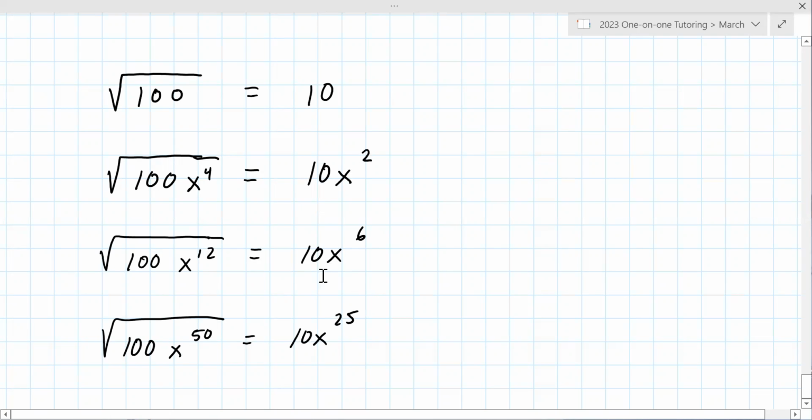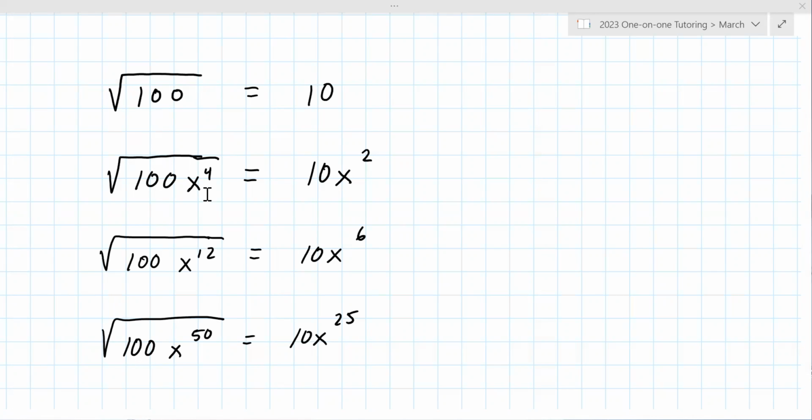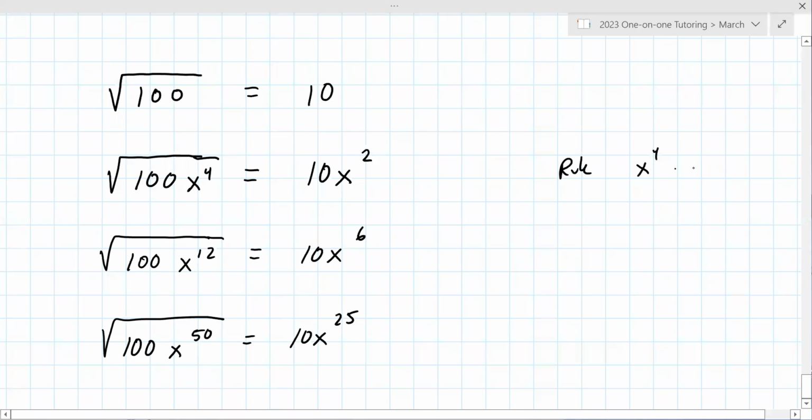Can you tell me the pattern here? Tell me what you see. Like, how am I going from the thing on the left to the thing on the right? A bit confused. So do you see that these all have a square root of 100 in them? Mm-hmm. And that's where the 10 comes from. Do you kind of agree with that? Yes. Okay, so try to think of a rule for going from x to the fourth to x squared.